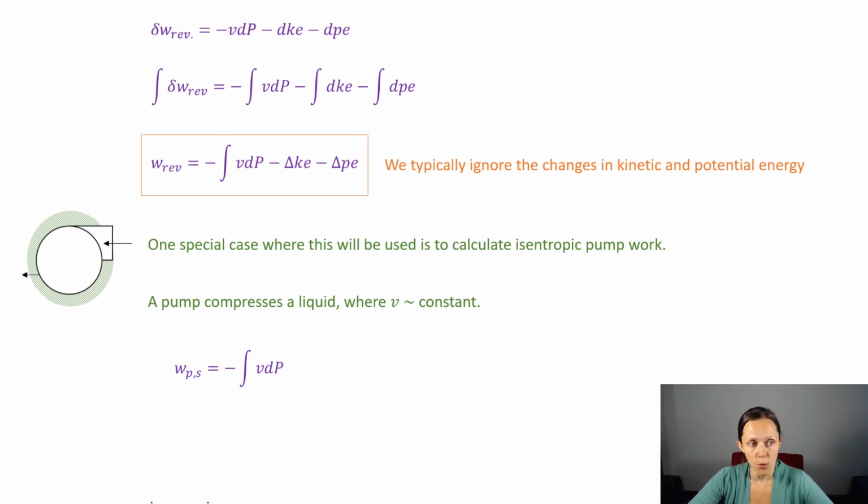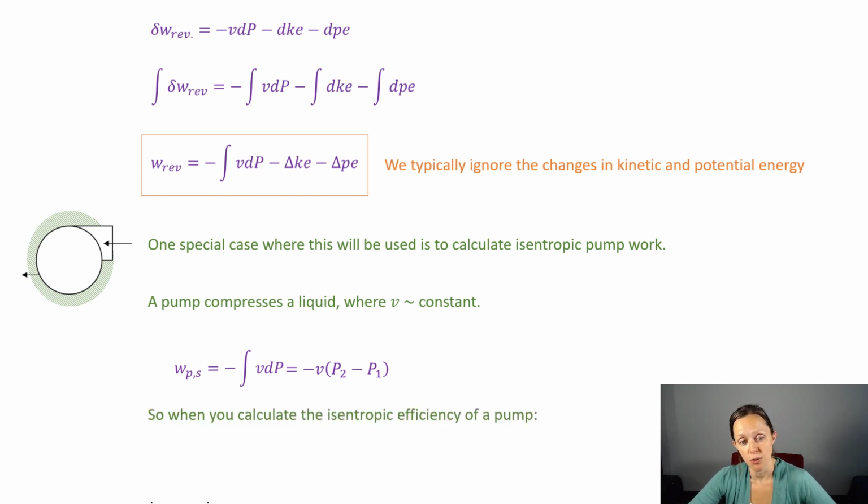And I'm going to ignore the kinetic and potential energy changes as I typically do with a pump if I'm just analyzing the pump itself. And because the specific volume is constant, that comes right out of the integral. And I have a nice simple equation that I can use to calculate pump work for an isentropic process if it's at steady state, which typically in this class we are at steady state.